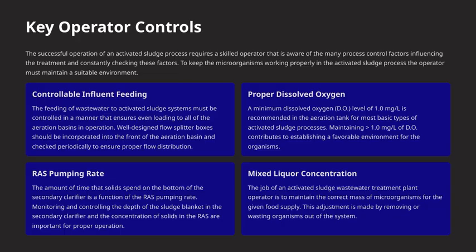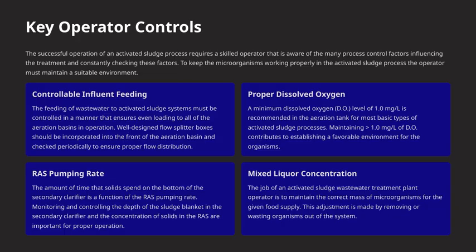Next, we have proper dissolved oxygen levels. For most activated sludge processes, maintaining a minimum of 1 milligram per liter of dissolved oxygen in the aeration tank is vital. Keeping oxygen levels above this threshold helps create an environment where microorganisms can thrive and do their job efficiently. Another control point is the RAS pumping rate.